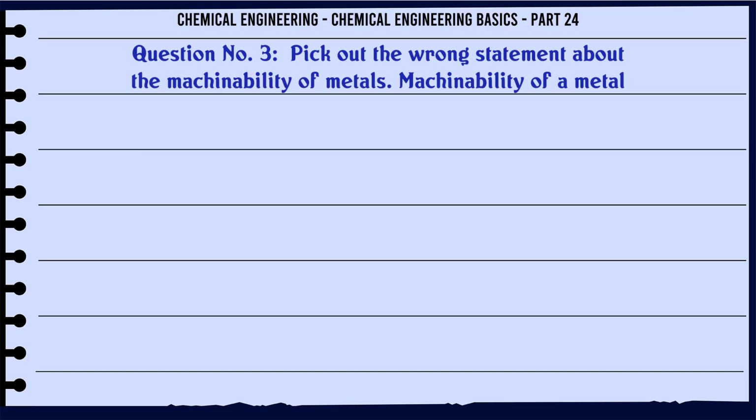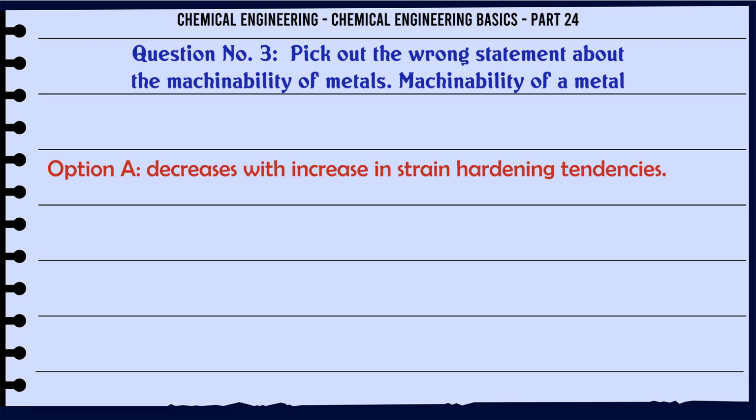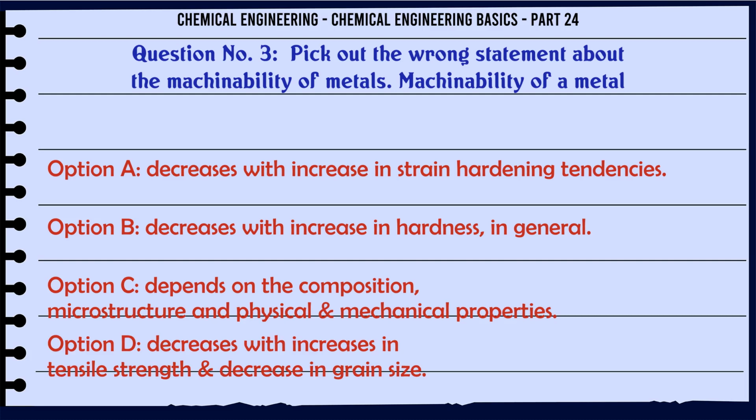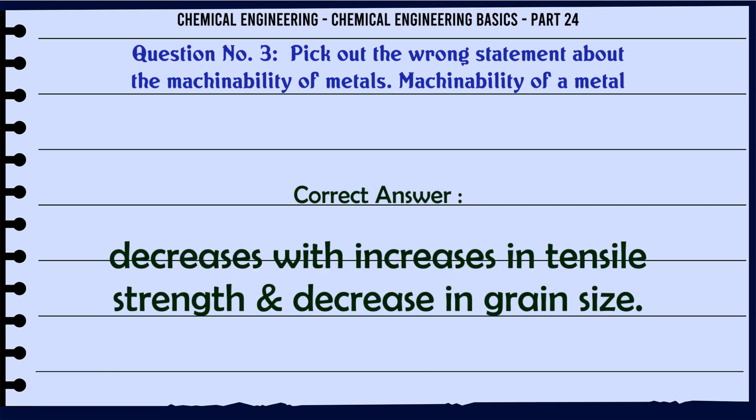Pick out the wrong statement about the machinability of metals. Machinability of a metal: A. Decreases with increase in strain hardening tendencies. B. Decreases with increase in hardness in general. C. Depends on the composition, microstructure and physical and mechanical properties. D. Decreases with increases in tensile strength, decrease in grain size. The correct answer is decreases with increases in tensile strength, decrease in grain size.